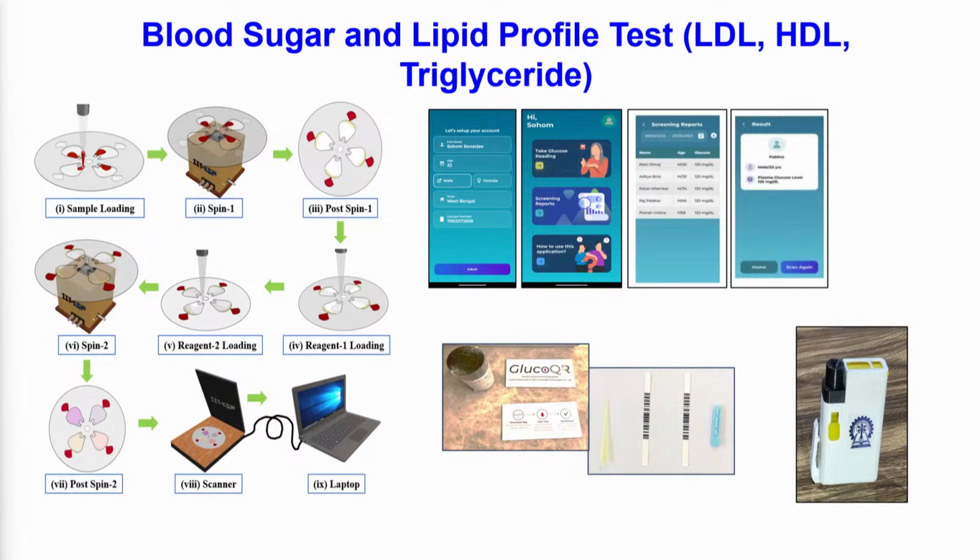because chronic diabetic patients will be susceptible to many comorbidity scenarios, and we also have a lipid profile test. Again you take finger prick blood, put it on a mini disc and make it rotate. Lipid profile like LDL, HDL and triglyceride are very important for cardiac health. So these are simple point of care tests.